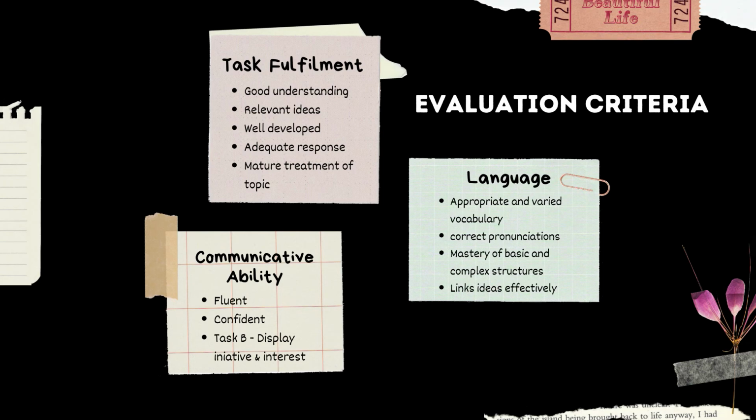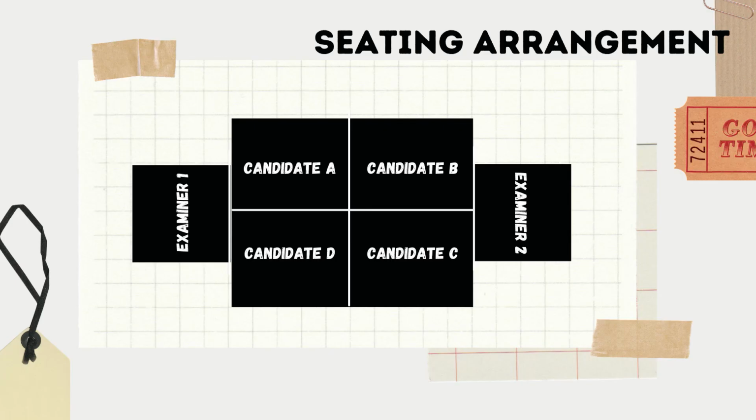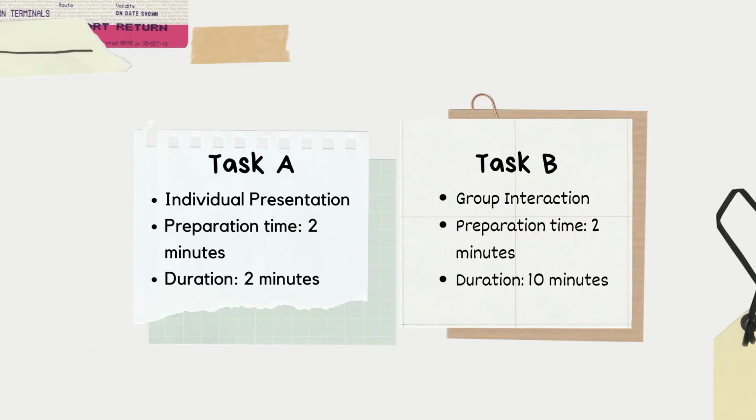And since Task B is focusing on group discussion, it is important to have all these qualities come into play. Displaying signs of interest to take part in the discussion is very crucial. Therefore, smile, relax, and join in the conversation. It will help you in your performance. Now, the seating arrangement: you'll be sitting in groups of 3 or 4, and you will have 2 examiners examining you.